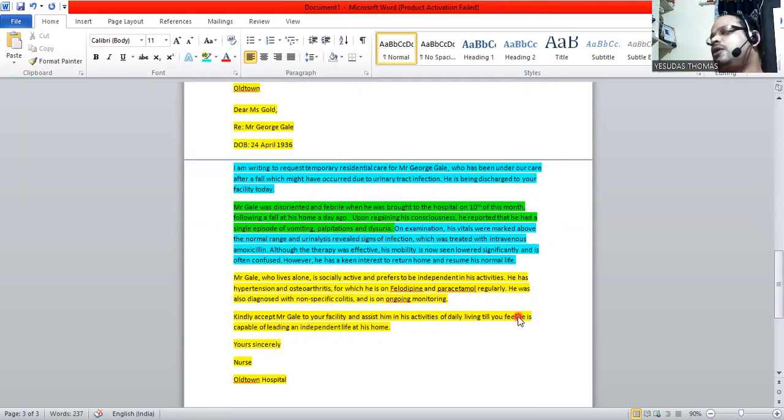Now he has hypertension, he has osteoarthritis, I think so. Yeah. Medications are there. And he does have one more problem, that's non-specific colitis. Though it's not a problem and he's not taking medications right now, it needs to be monitored closely and is on ongoing monitoring.